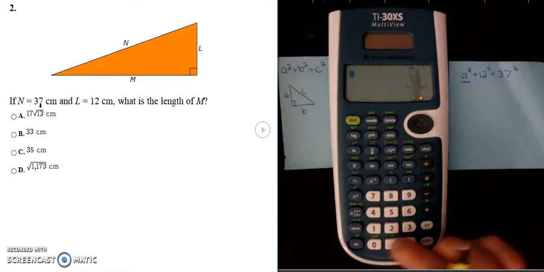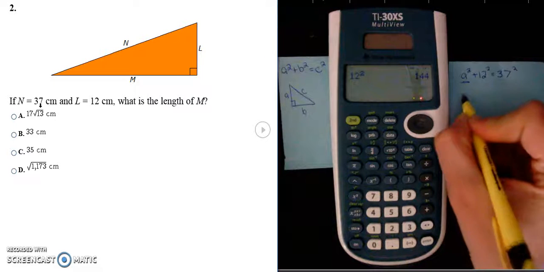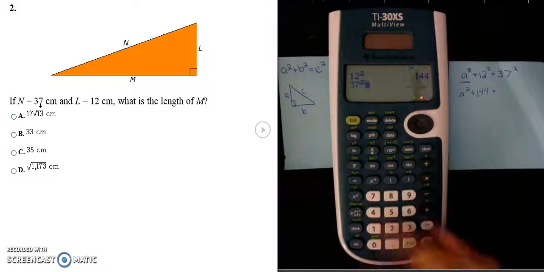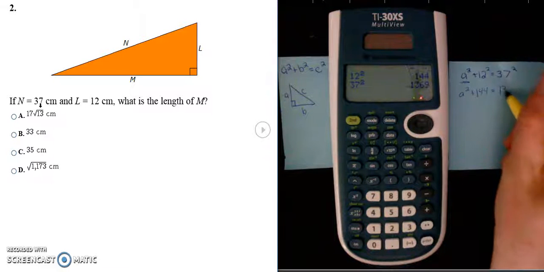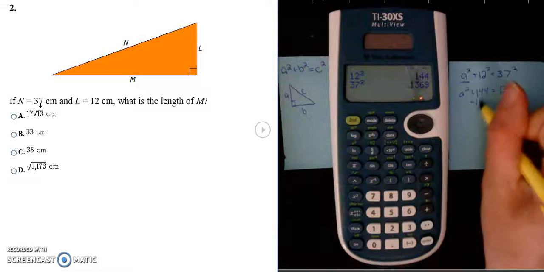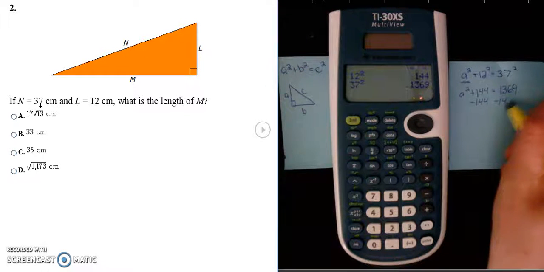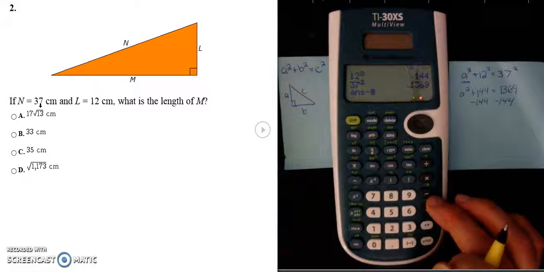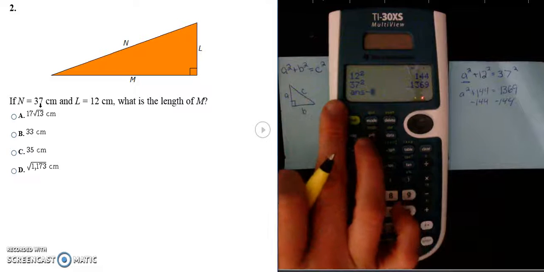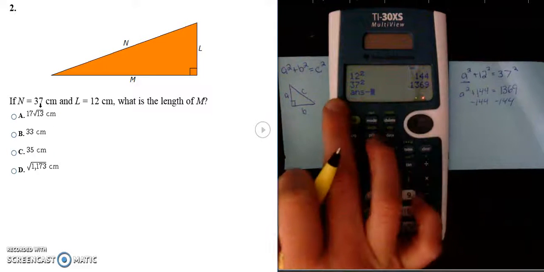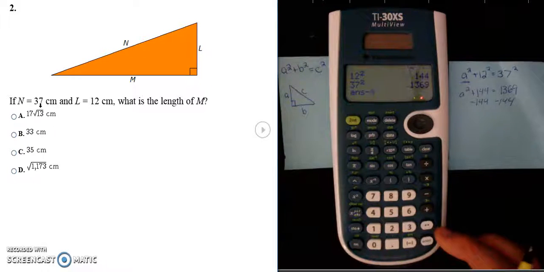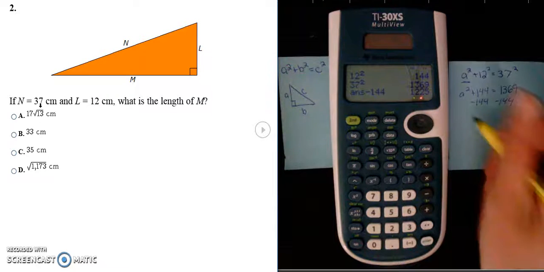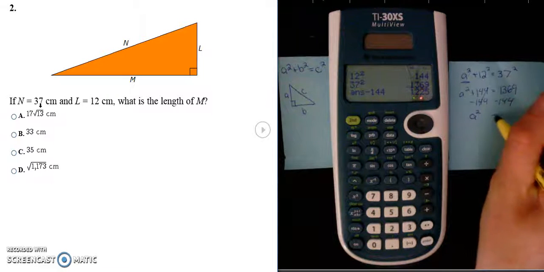I'm going to have to find out what 12 squared is, which is 144. I'm going to write that down. And I'm going to find out what 37 squared is, and that is 1369. And then I have to subtract that 144 from both sides. So I'm going to subtract that from 1369, and if I press the minus, it brings down that ANS, which stands for the answer, so it's bringing down the last answer. So it's subtracting from 1,369 for me already, and that gets me the 1225 that a squared is going to be equal to.